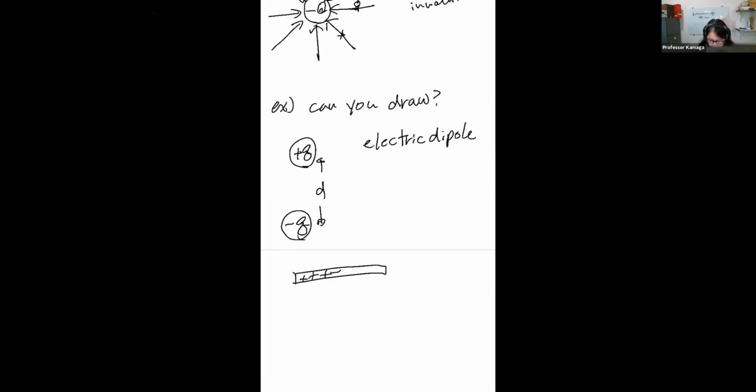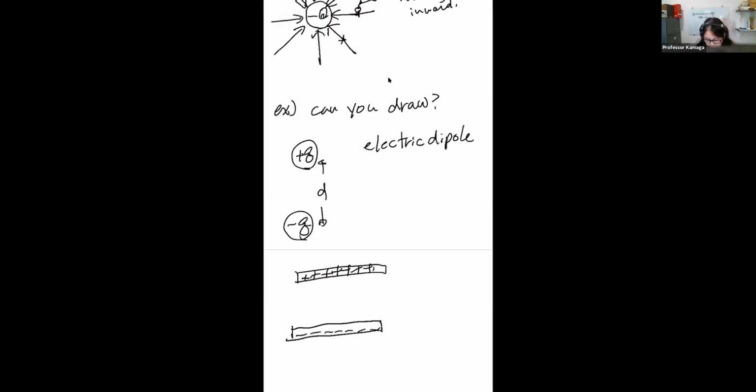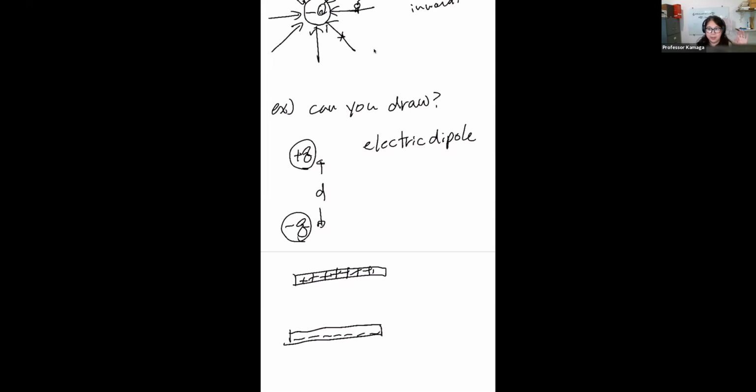Plus, plus, plus, plus, plus, plus, plus. This is called a capacitor, where you have a positively charged and a negatively charged plate, the same amount of charge, but on a flat plane. How about the electric field lines created by these two configurations of charges? All right, try these, and if I have time, I'll do this in class. All right, see you.